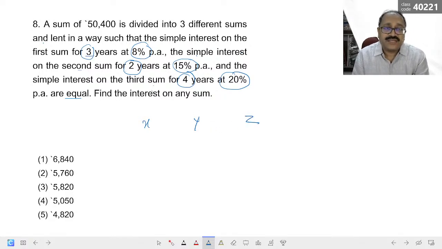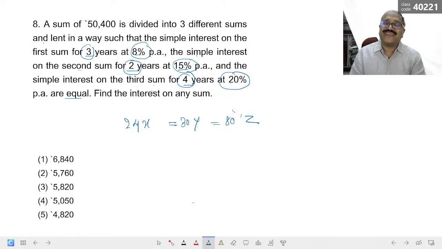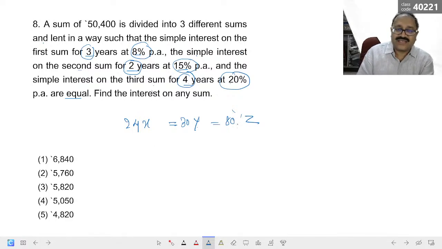Now on x, 3 years at 8% per annum interest. So 8 times 3 is 24%. So 24% of x is equal to 2 times 15, that's 30% of y, which is equal to 4 times 20, that comes to 80% of z. So can we get the ratio of x, y, and z? Yes, we can definitely get the ratio of x, y, and z. Now cancel this. I can notice that here it is getting cancelled by 2.